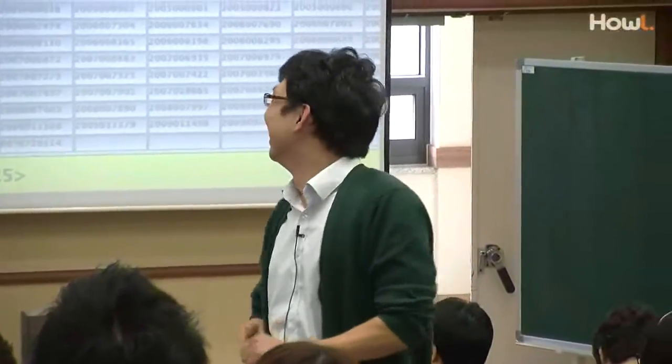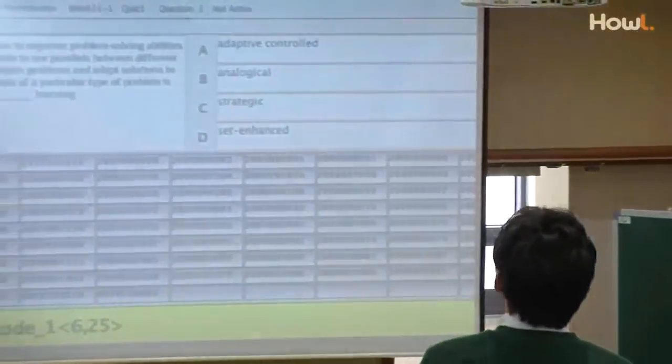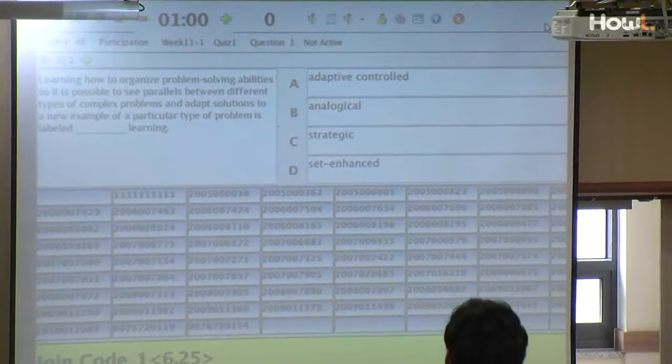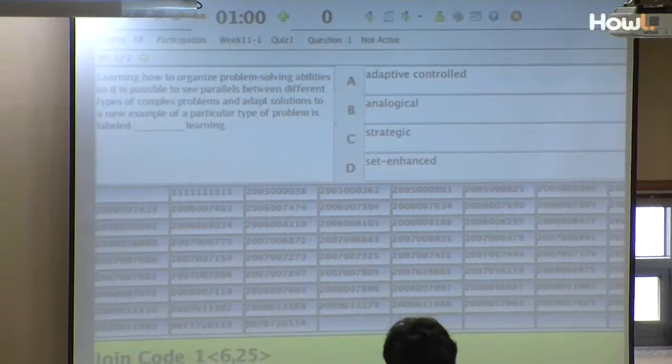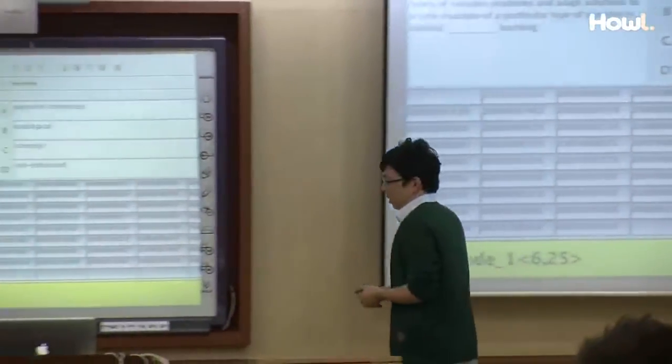So, okay, what is it? Learning how to organize problem-solving ability. So it is possible to see parallels between different types of complex problems. So what is this called? I can give you time, so think about it.